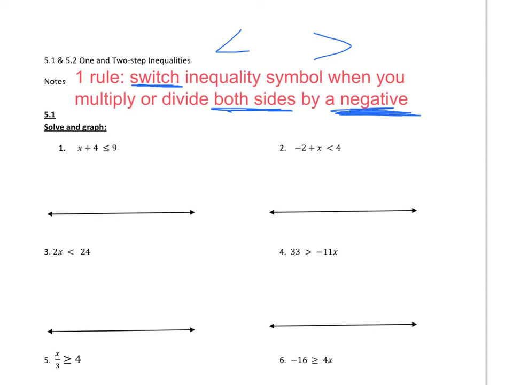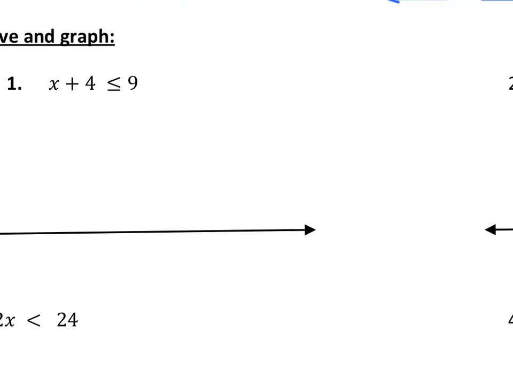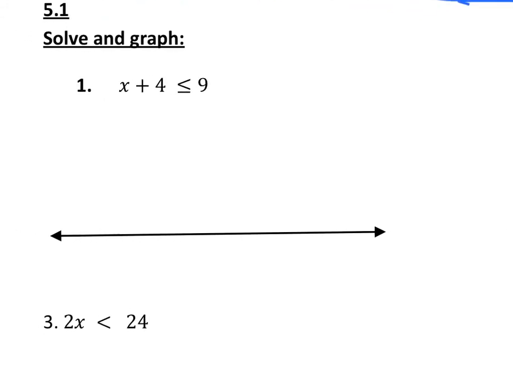All right, we're just going to do a couple of these. And 5.1 is just one-step inequalities. Let's look at number 1. Let's zero in on number 1. All right, let's make this bigger. All right, so for number 1, I can see x plus 4 is less than or equal to 9.